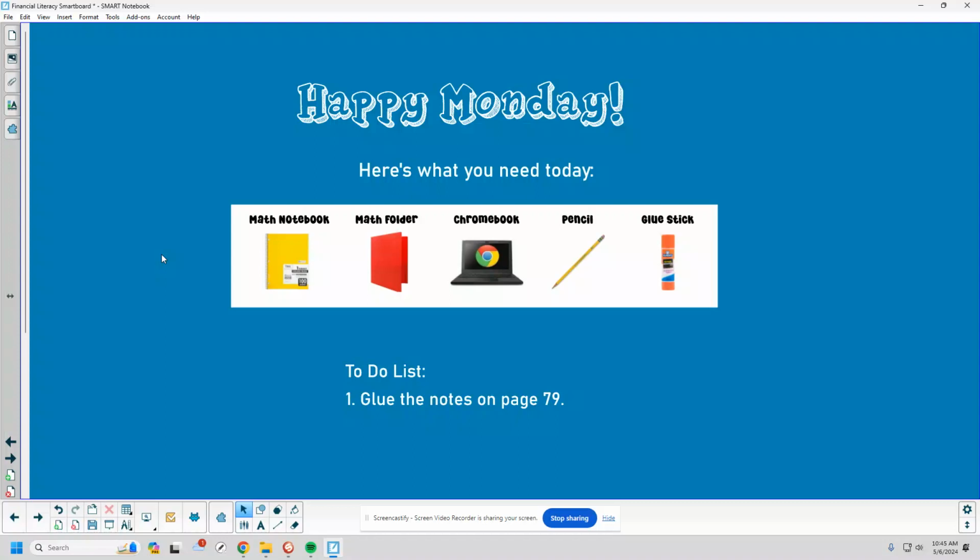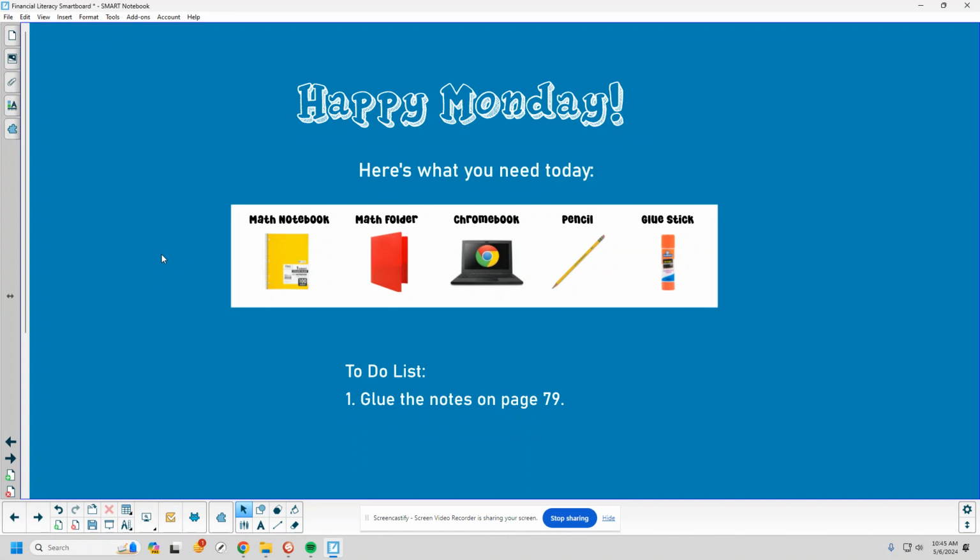So good news, these notes that you're gluing in right now, or already glued in, are the very last notes of the school year. So, congratulations, this is the last information you are going to learn. And then after this, you guys are just going to be doing some projects and reviewing for finals. So, you've almost made it to the end of sixth grade.